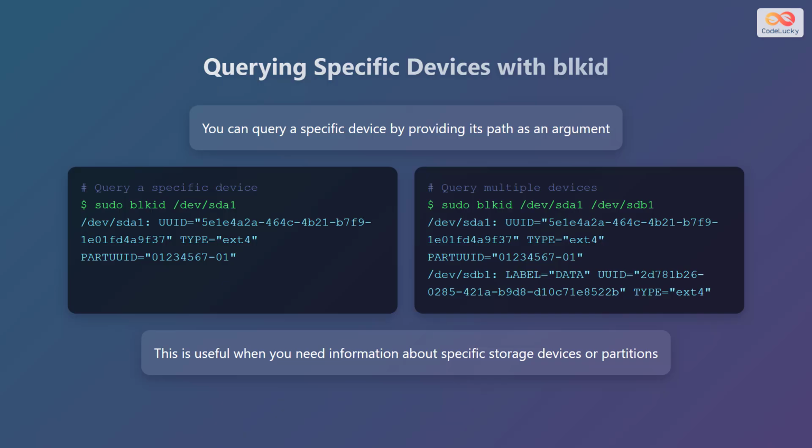You can query a specific device by providing its path as an argument to the blkid command. For example, to query a specific device, type sudo blkid, followed by the device path, such as /dev/sda1. You can also query multiple devices at once by providing multiple device paths as arguments. This is useful when you need information about specific storage devices or partitions.